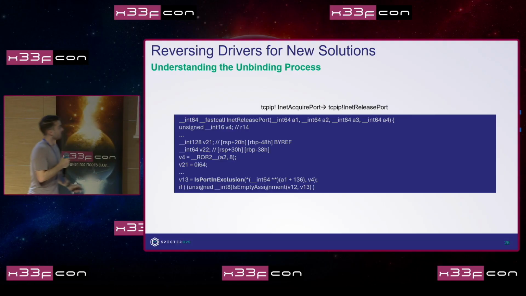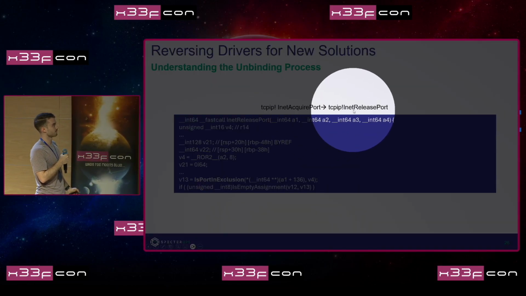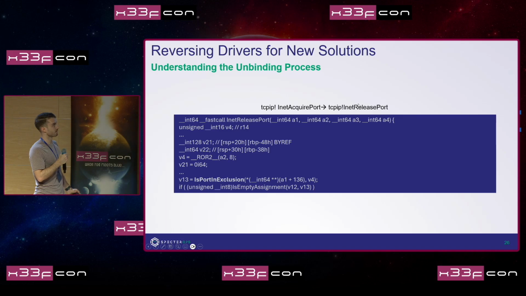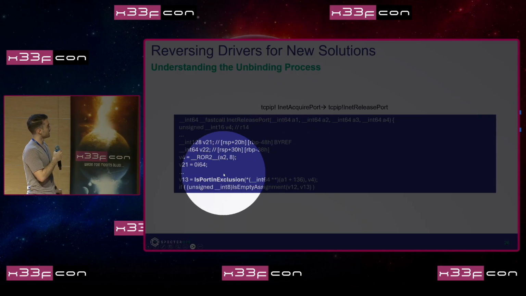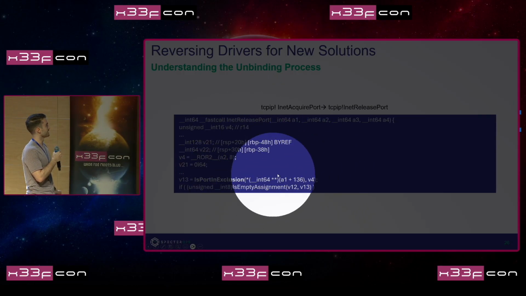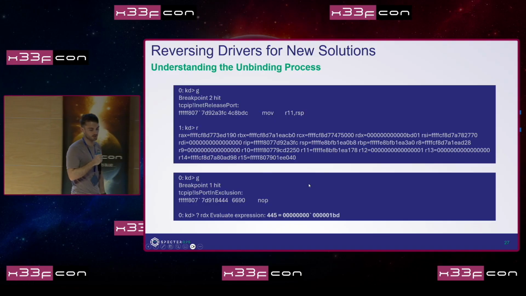So we talked about the inet acquire port function for the binding process. Well, symbols tell us we can potentially assume that inet release port is the unbinding equivalent in TCP/IP. And similarly, we also see another call to is port in exclusion, which has that same int64. It's probably a port. We can set some breakpoints and validate.